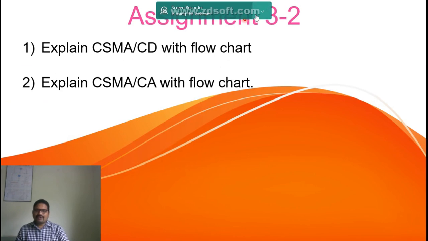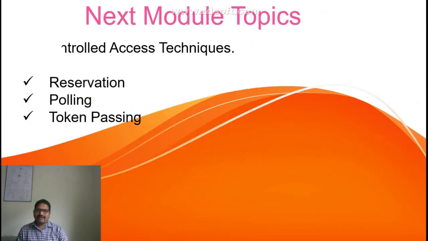So this is your second assignment of your third module. You need to solve this assignment and submit it. In the next module, guys, we are going to discuss controlled access techniques. Up till now, we have seen random access. Now, in the next lecture, we are going to see the controlled access techniques. What is reservation? What is polling? What is token passing? In detail, we are going to see it.